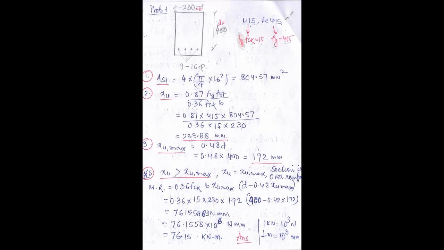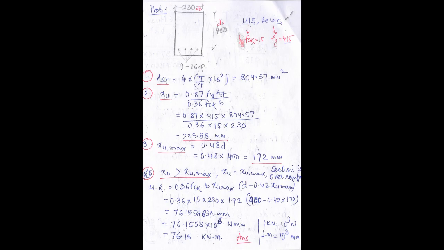FCK is the compressive strength of the concrete, so it will also be 15. That means if M15 is given, FCK will be 15. Suppose M20 is given, FCK will be 20. Suppose M40 is given, FCK will be 40. Whatever is the grade of the concrete, that will be the value of FCK.